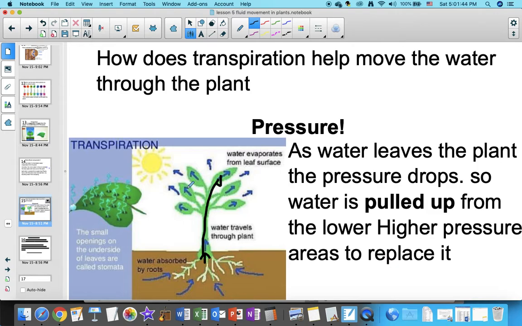Well, the plant does the same thing. As liquid is leaving the plant, the pressure drops at the top. And the pressure at the bottom is really high. And so liquid enters the plant and goes up the plant just like a straw.